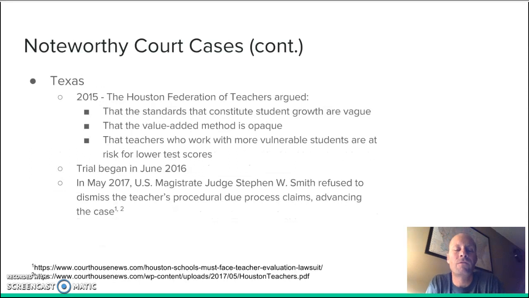The court case I really like to focus on, and is actually still ongoing, is something that took place in Houston, Texas. The Houston Federation of Teachers argued about the use of the student growth numbers. They said that the standards were vague, the method was opaque, and teachers who worked with vulnerable students were at risk for receiving poor evaluations due to lower test scores. This trial began in June of 2016, and just this past May, a judge, while he dismissed several of the claims in the lawsuit, did not dismiss the teachers' procedural due process claims, and that helped advance the case.